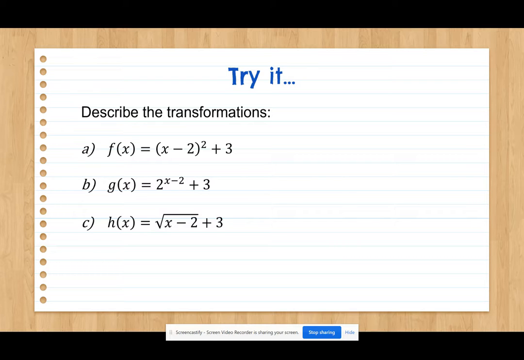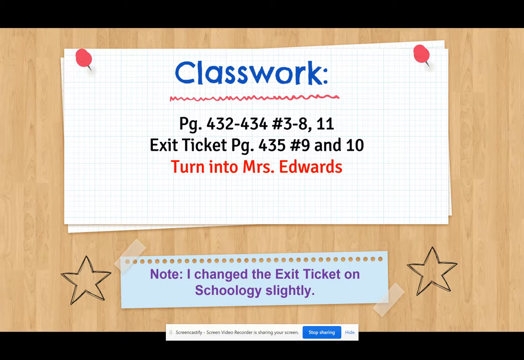All right, so let's take a look. In this first one, f of x, we have two things happening. This is a quadratic because I see the squared. So the first thing that happened was we have our -2, so that's moving left or right. And we have our +3, our constant at the end that moves it up and down. All right, so -2 is going to make it move right 2, and +3 is going to make it go up 3.